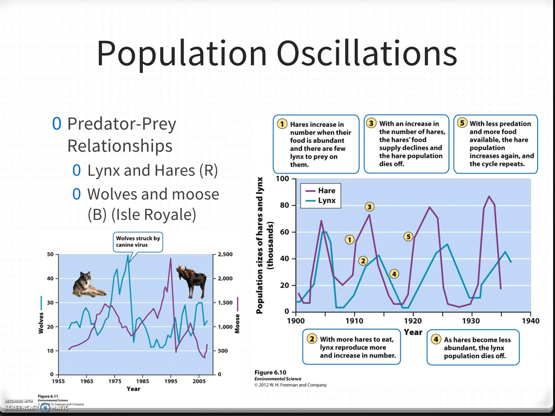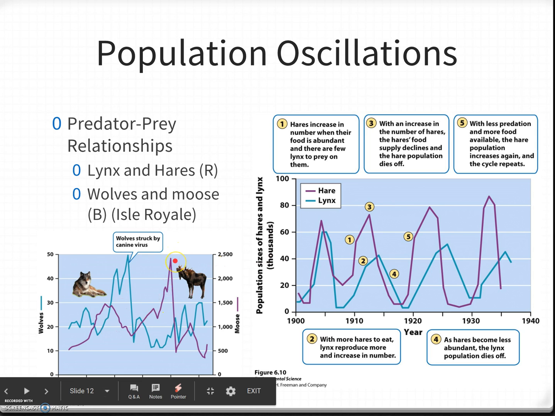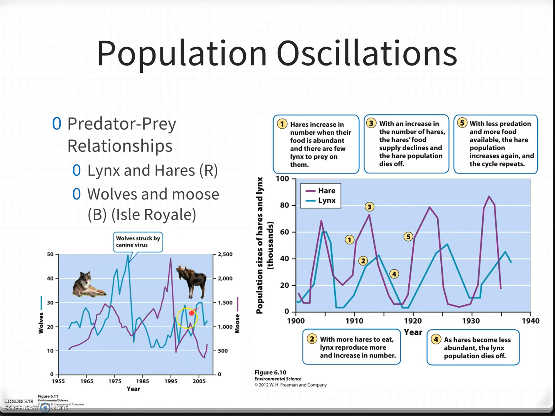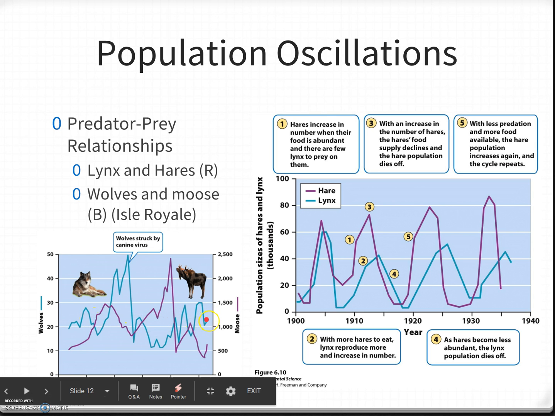In Isle Royale, Michigan, with these wolves and moose, in 1981, the wolves declined due to a canine virus that they got, and the moose grew until they ran out of food. And then eventually when the wolves sort of overcame this virus, they started to come back, and so now we have a little bit more stable population between the wolves and the moose.